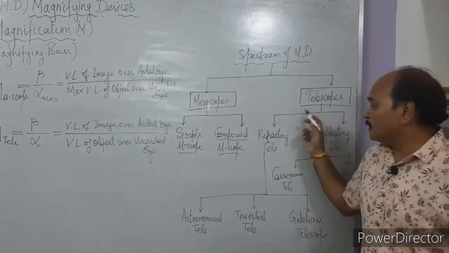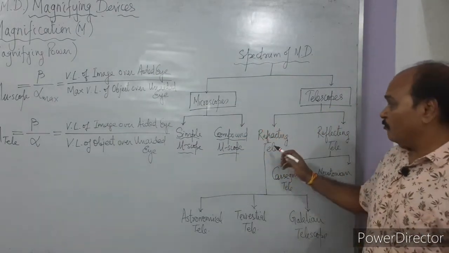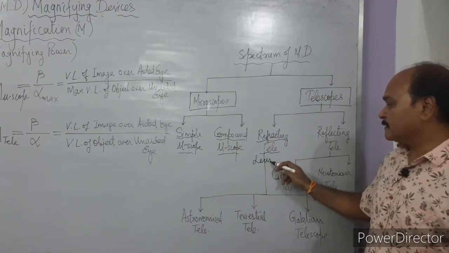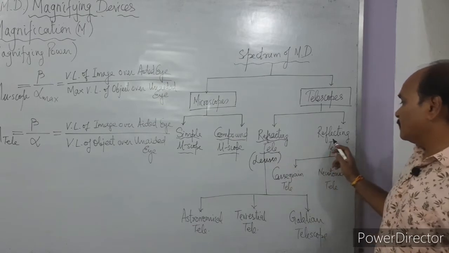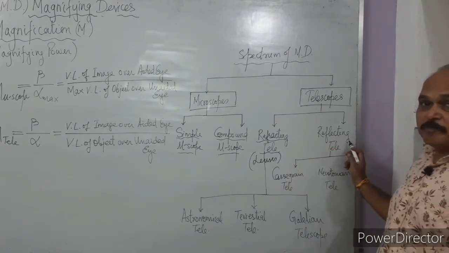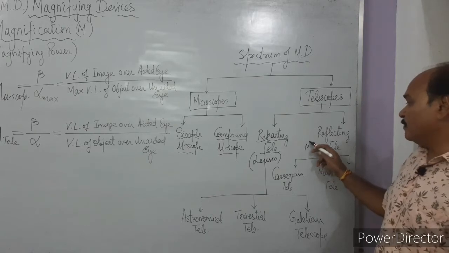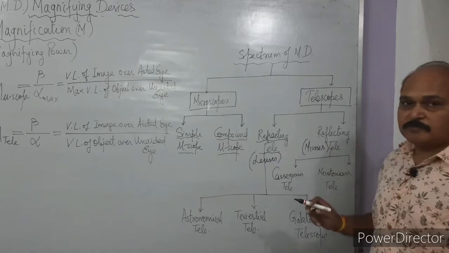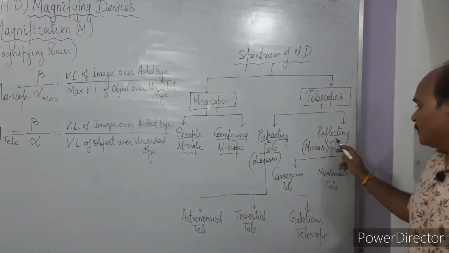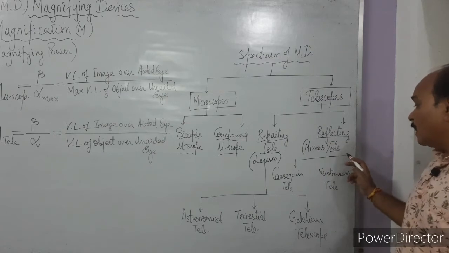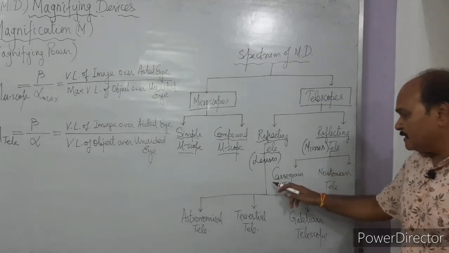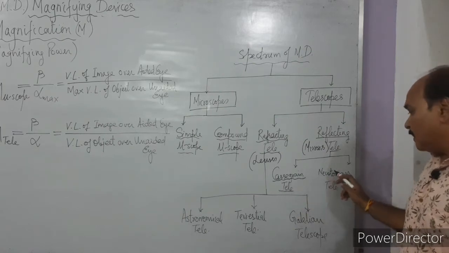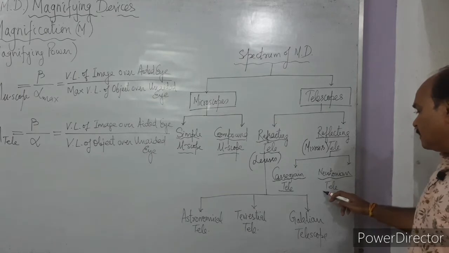Well, telescopes. Telescopes are broadly divided into two categories. One is refracting telescopes, where we use what? Lenses. And the second category is that of reflecting telescope. And in reflecting telescope, we use mirrors. Mirrors are used in reflecting telescopes. Well, these reflecting telescopes where mirrors are used are of two types. One is Cassegrain telescope, and the other one is Newtonian telescope.